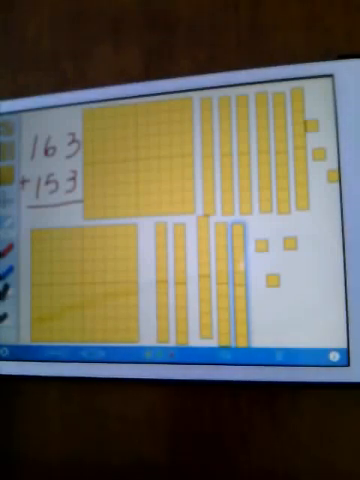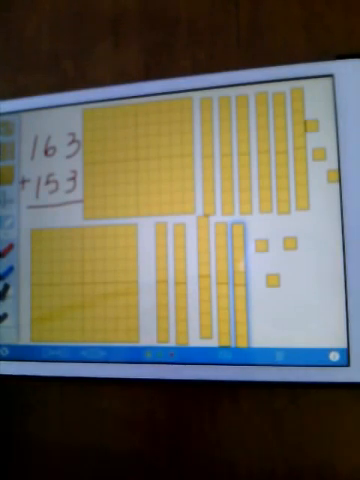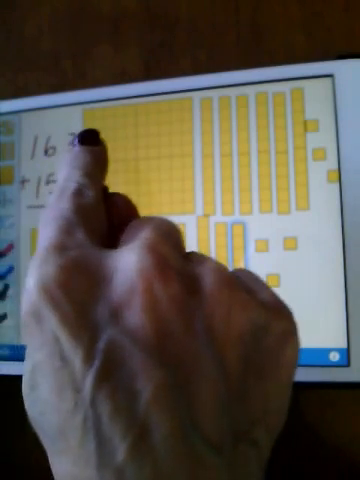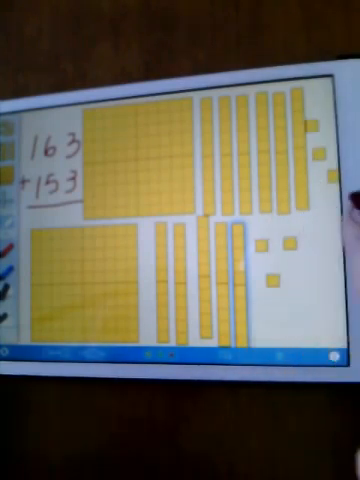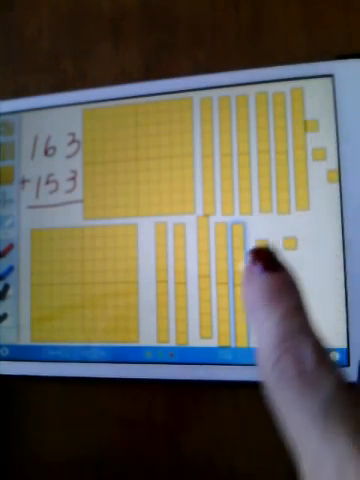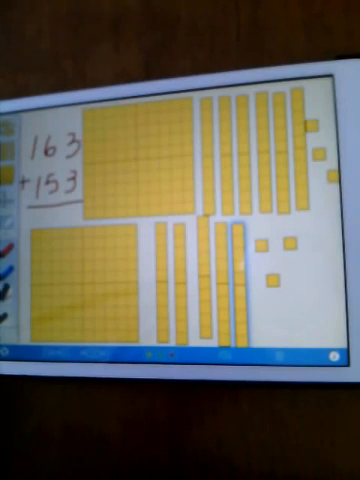Okay, now boys and girls, we're going to start with our ones place now that we have all of our models out in front of us. And if you look at the ones place on our problem, it says 3 plus 3. Well, we know that 3 plus 3 is 6. And if we look at our models and we look at our ones, we see 1, 2, 3, 4, 5, 6. So we have to ask ourselves, like we always do, if I have 6 as the sum in the ones place, will I have to regroup? And in this case, the answer would be, if you said no, you're correct.